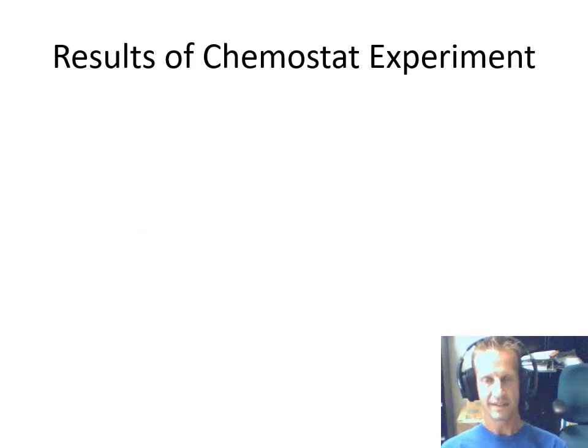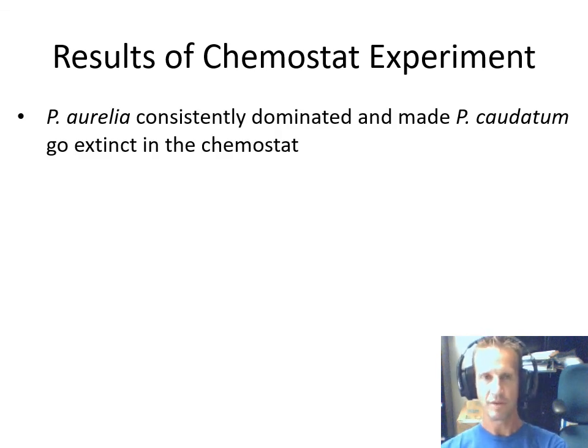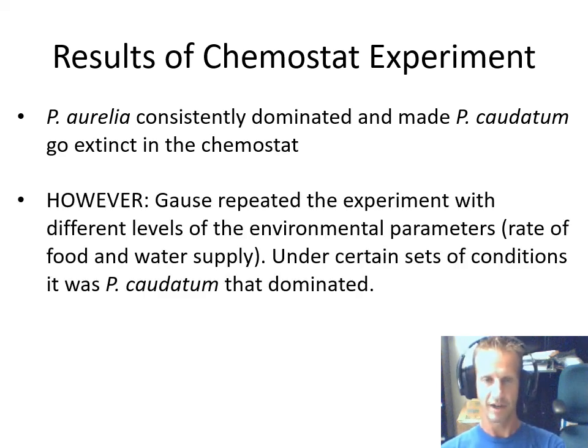Gause repeated this chemostat experiment many times, and he always found the same result. Paramecium aurelia consistently dominated and made the other Paramecium species go extinct in the chemostat. So Paramecium caudatum would do okay at first, and then would be competitively excluded, eliminated by the Paramecium aurelia, which was the dominant competitor in that environment.